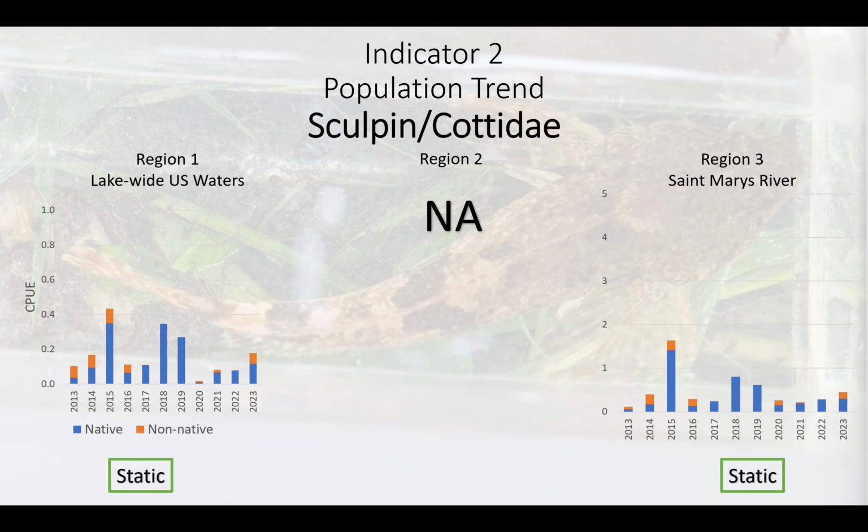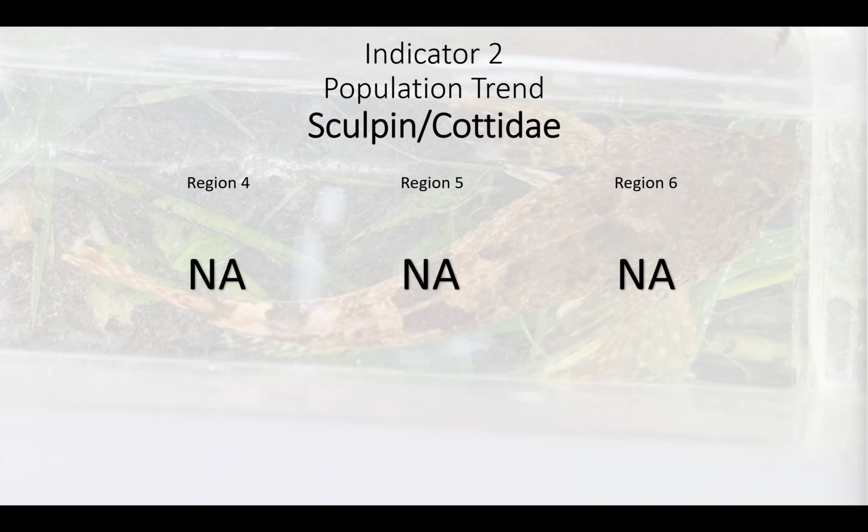And then in the St. Mary's River, outside of 2015, when we had a significant spike in the number of sculpin that were detected, it's remained relatively stable, right about 0.2 to 0.5 fish caught per unit effort. And then as far as the Canadian waters, the data that was available to us didn't have enough information to make any meaningful statements about the sculpin in Canadian waters, but I think there might be an opportunity to dig into the data a little bit more and potentially see what we can find.